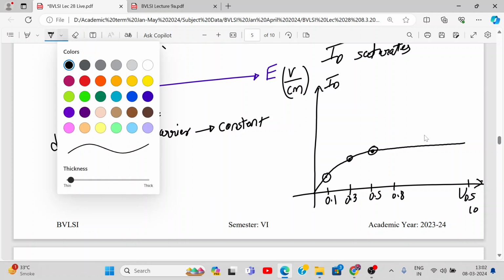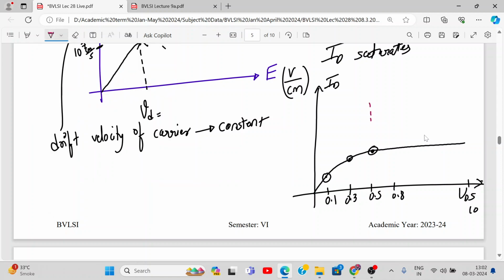So can we mark the regions over here now? Can you tell me what is this region of operation? Beyond this, this is linear, correct? This region is edge of saturation, and what is this region? Saturation. So this is the reason why the current continues to remain constant instead of falling down.